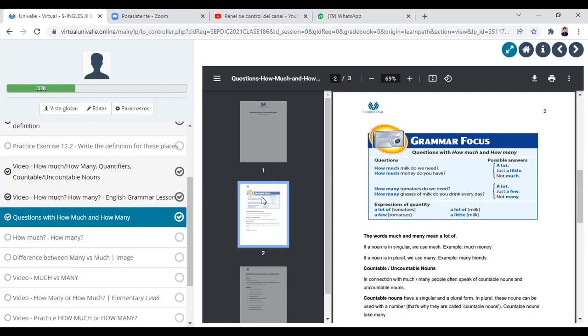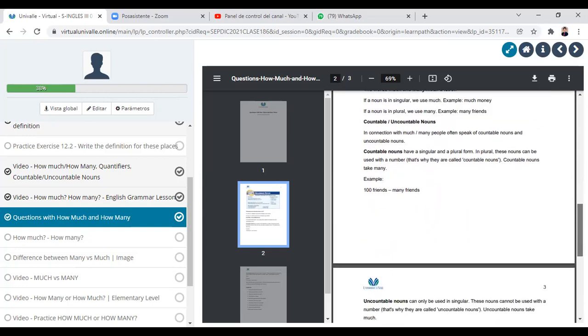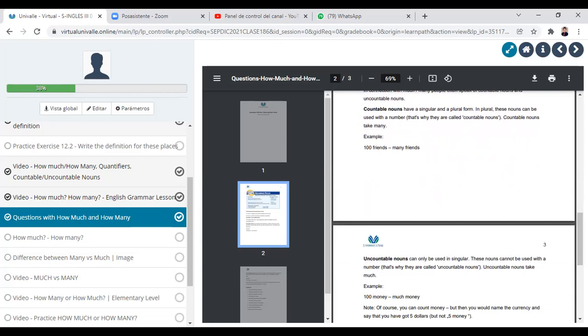Countable and uncountable nouns. In connection with much and many, we often speak of countable nouns and uncountable nouns. Countable nouns have singular and plural form. In plural, these nouns can be used with a number. That's why they're called countable nouns. Countable nouns take many. Example, 100 friends, many friends.